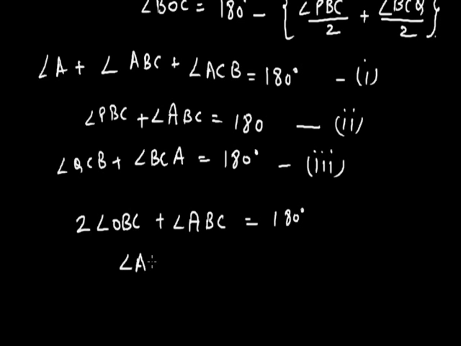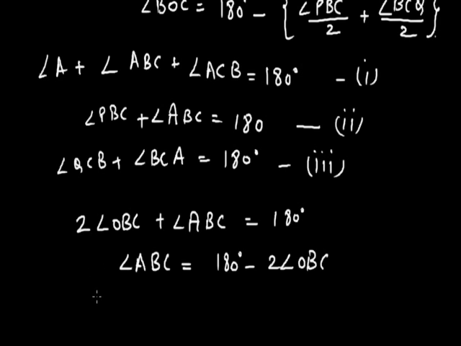So from here I can derive that angle ABC is equal to 180 degrees minus twice of angle OBC. Because I have taken the term twice of angle OBC from the left hand side of the equation to the right hand side, and on the left hand side it is in addition. So by the transposition rule it will be subtracted on the right hand side.